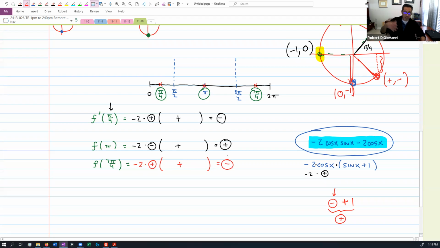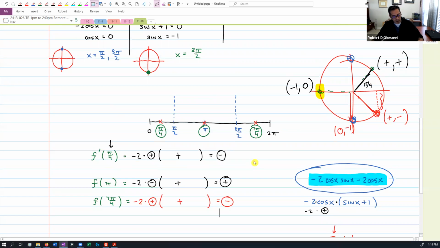And now we have everything we need to determine if it goes up or down. We're only 18 minutes into the problem, not even halfway through. All right, here we go. This first one tells me that the derivative here is negative, which means the original function goes down here. And then at pi, the derivative was positive, which means the original function goes up here. And then at 7 pi over 4, the derivative was negative, which means the original function goes down.